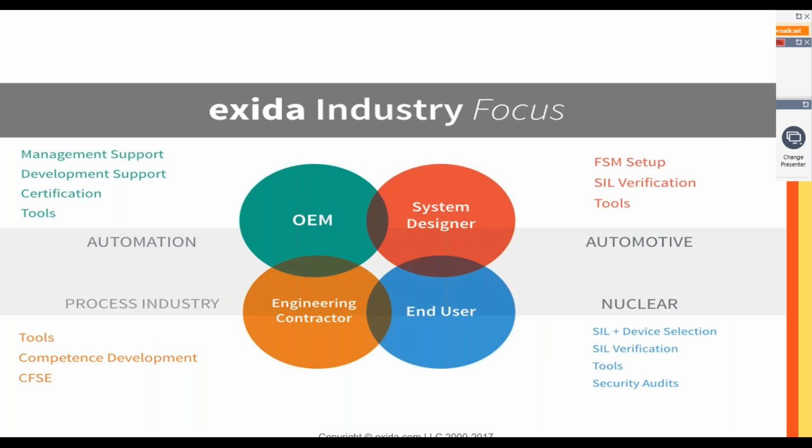exida can be broken up into 4 main industry focuses. We have our OEM, our system design, end user, and engineering contracting sides of us. We have people to help you with your functional safety needs. We have classes and trainings to teach you anything you might need to know in functional safety, but we also have tools to help with each industry focus.